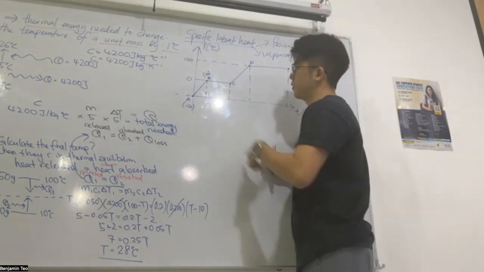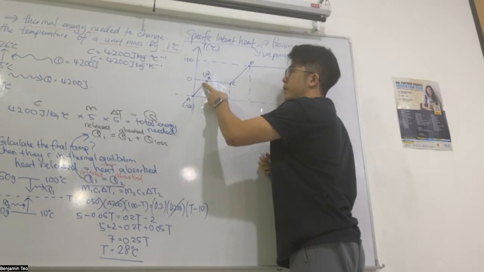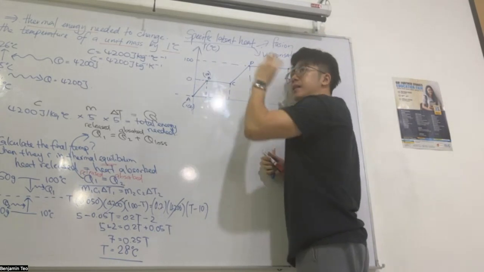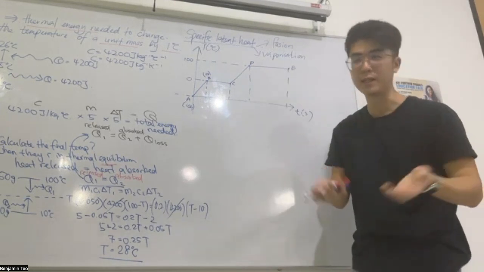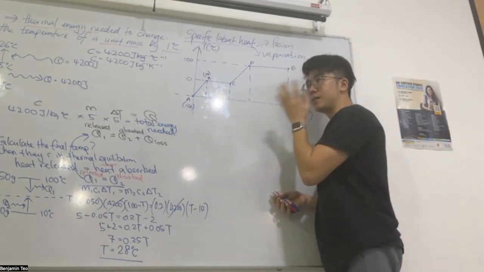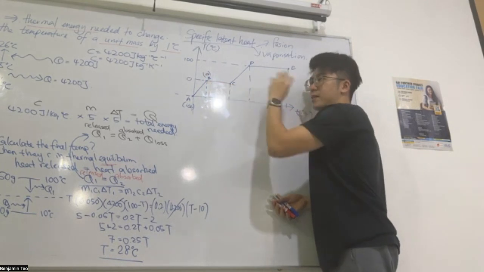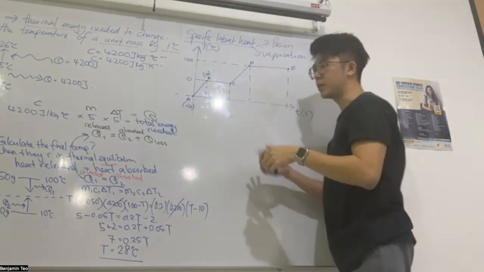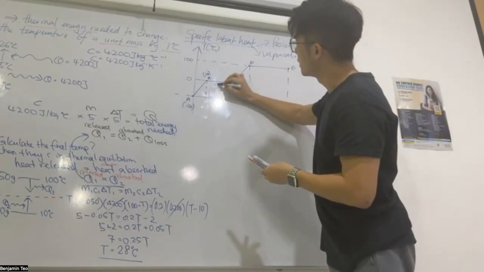Because imagine you heat it, the temperature rises, and then just hits 0. When the temperature just hits 0, it doesn't turn into liquid immediately, right? It's still ice. Then it starts to melt here. That's the flat line. It starts to melt. So in the middle, you get a mixture of ice and water.